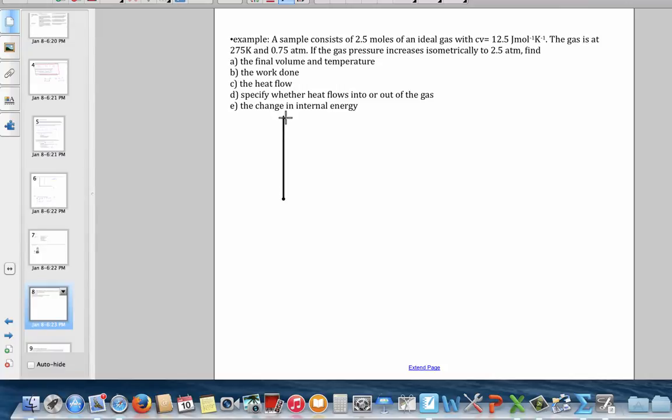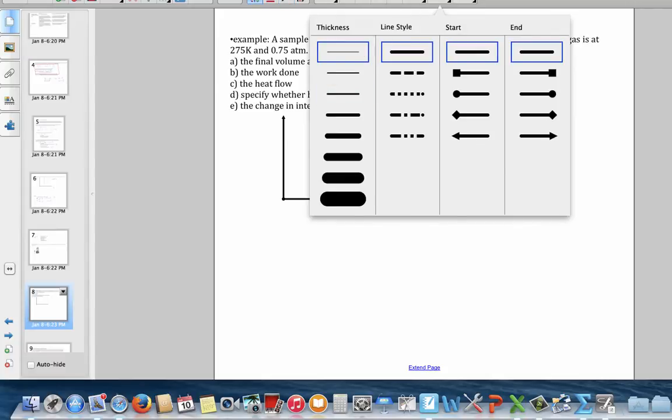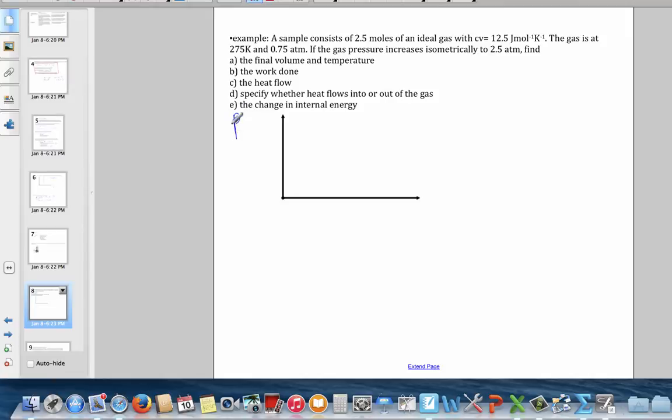So here's the pressure axis. Here is the volume axis. Okay. And so this is pressure, this is volume, and the pressure is increasing from 0.75 atmospheres. So we'll just scale this axis in atmospheres up to 2.5 atmospheres. And this is happening at a constant volume, so it's just going to be going straight up like this.